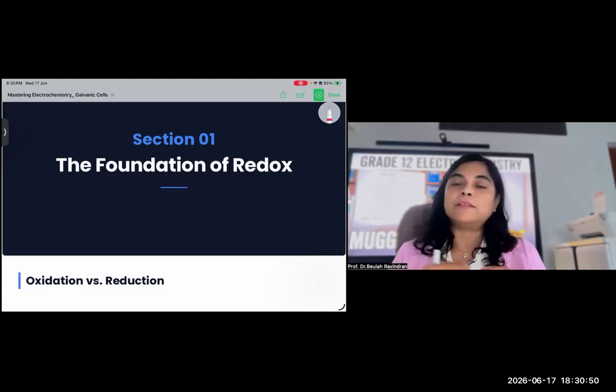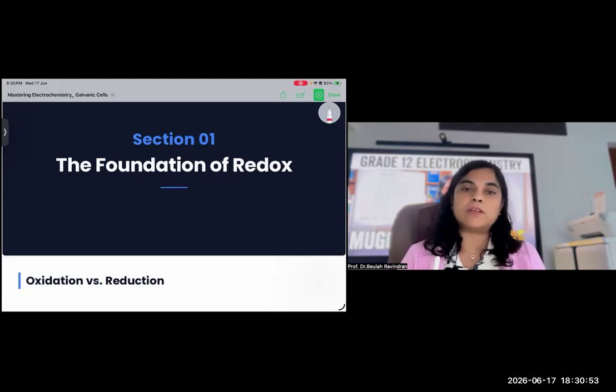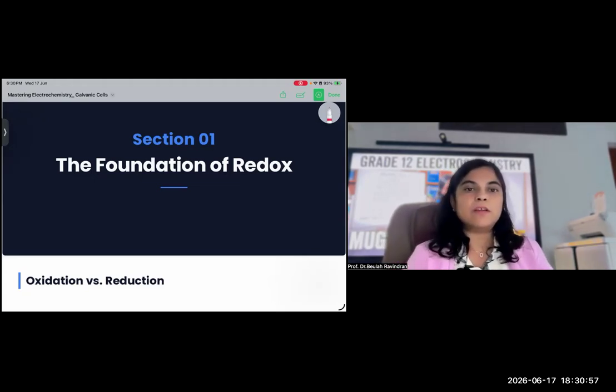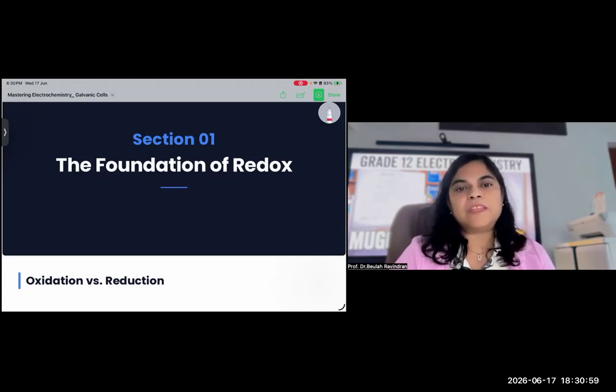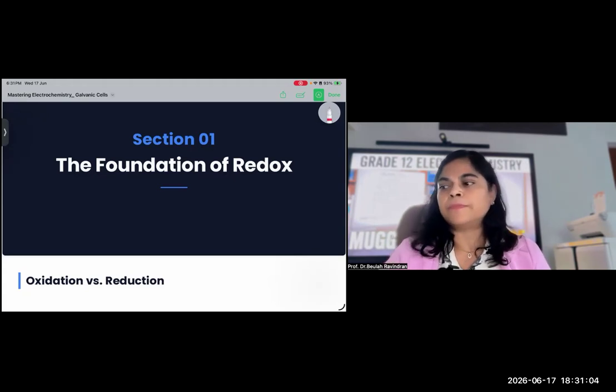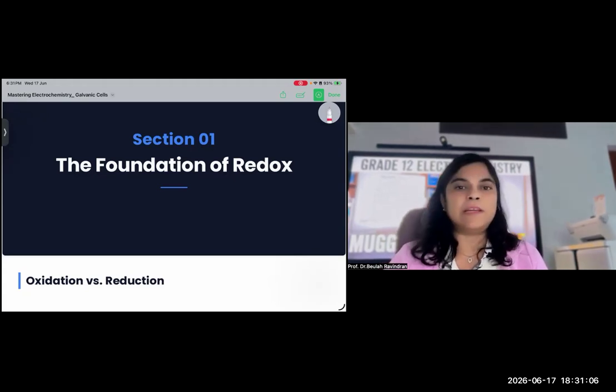Before we build a battery, we need to understand the underlying chemistry. It's all based on a spontaneous redox reaction, that is both reduction and oxidation. We've already learned about all these in class grade 11.